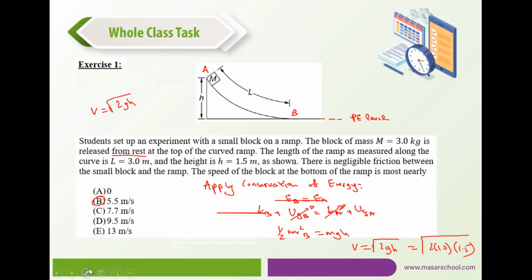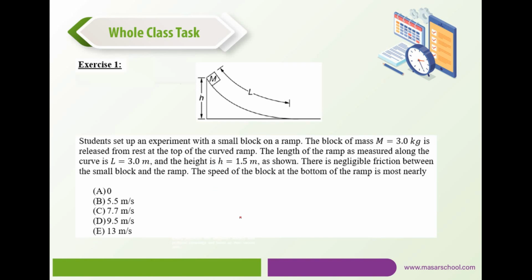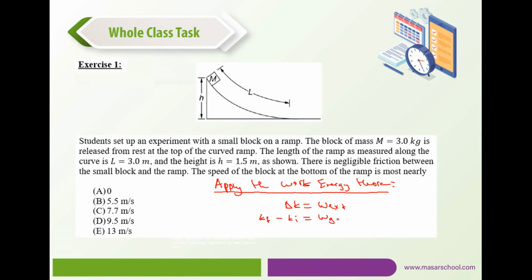Now we can also do it using the work energy theorem. For the work energy theorem, we apply the work energy theorem, which means that the variation in the kinetic energy is equal to the work done by all external forces. So kinetic energy final, which is at the point B, minus the kinetic energy initial, is equal to the work done by the pull of gravity plus the work done by the normal push plus the work done.